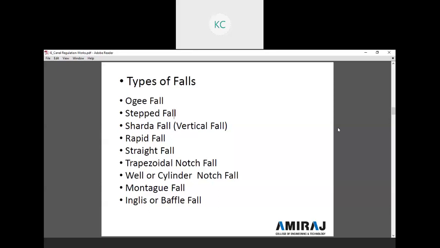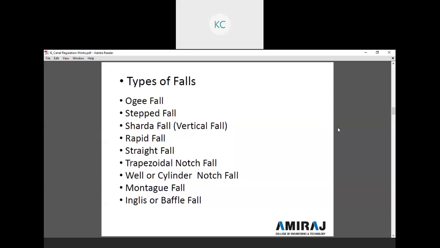In the construction of the different types of falls, there are two methodologies which are going to apply: Kennedy's theory as well as Lacey's theory. In these two theories, both scientists suggest that no silting and no scouring velocities are available in the long run.